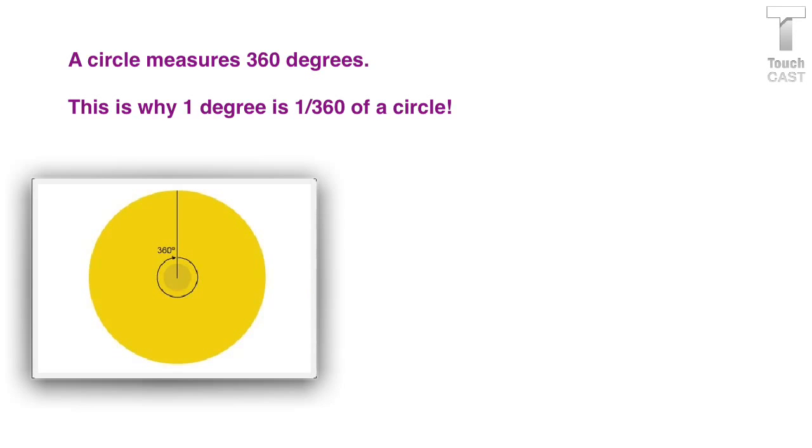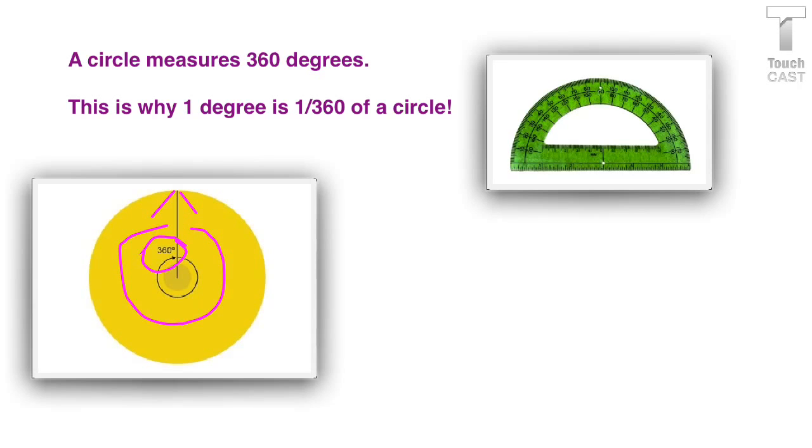Last, we have a circle. A circle actually measures 360 degrees. So the way they got this is, let's say this is our angle. And if you rotate it all the way around, it equals 360 degrees. Now remember in the last video I said that 1 degree is equal to 1/360th of a circle. That's where this comes from. 360 degrees in a circle, one of those is 1 out of 360.